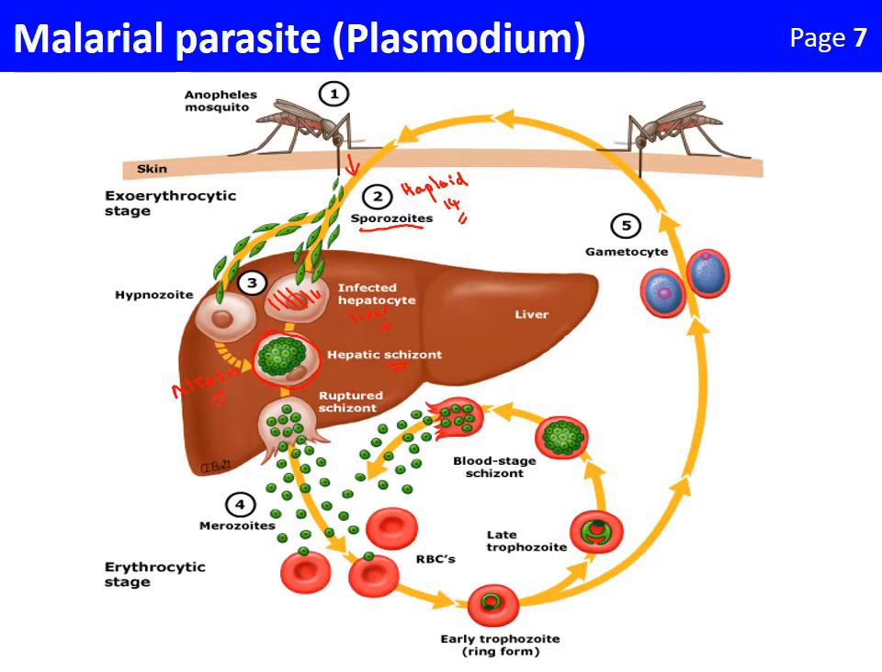So we get many, many copies of genetically identical sporozoites. Now, this structure will eventually rupture. So we can see here the schizont has ruptured open, and that releases these haploid Plasmodium cells back into the blood circulation. But this time they've got a slightly different name. It's called a merozoite. So it's a slightly different version of the Plasmodium parasite.